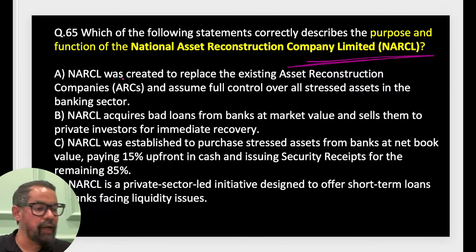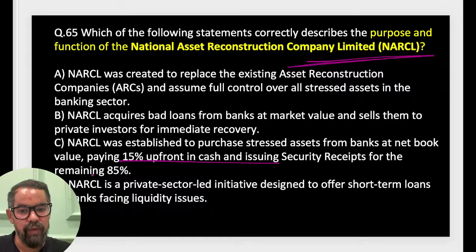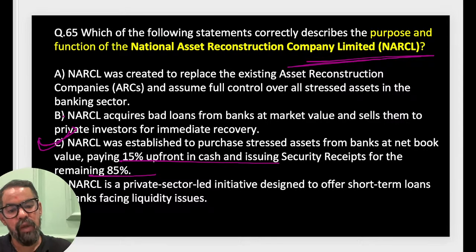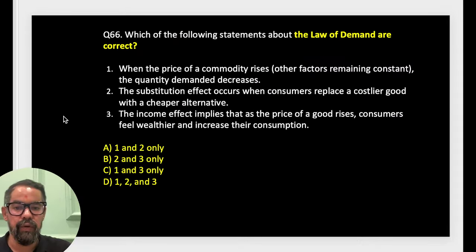So what will be your correct answer? C. Indra ma'am is saying C. NARCL was established to purchase this, and for the remaining 85% cash receipt, 100% true. So option C will be the correct answer for this one.